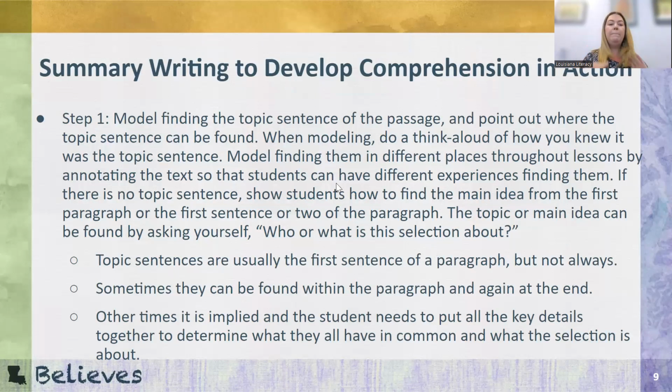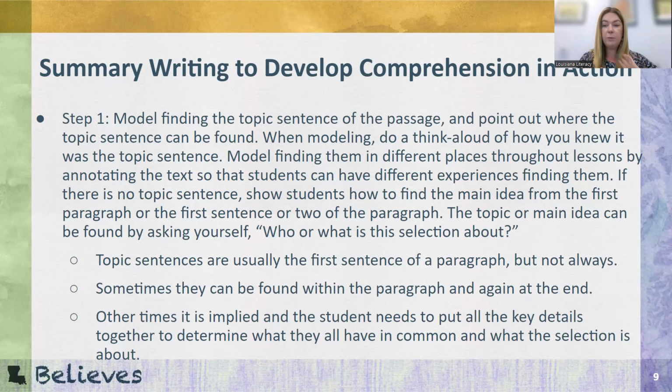So step one, you want to model finding the topic sentence of the passage and point out where the topic sentence can be found. When you're modeling, you want to do a think aloud of how you knew it was the topic sentence. Model finding them in different places throughout lessons by annotating the text so that students can have different experiences finding them. Most of the time they're the first sentence, but not always. If there is no topic sentence, which can happen, show students how to find the main idea from the first paragraph or the first sentence or two of the paragraphs. The topic or main idea can be found by asking yourself, who or what is this selection mostly about?